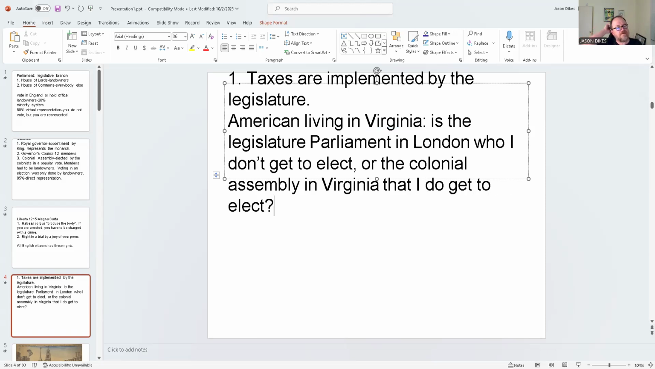Okay, and that is going to be an ongoing issue all throughout the rest of the 1760s and 1770s. This shows up in the Declaration of Independence. It shows up in a lot of other documents: who exactly is the legislature when we're talking about Americans living in the colonies? Is it the monarch? Is it Parliament, or is it the local House of Burgesses in Virginia?